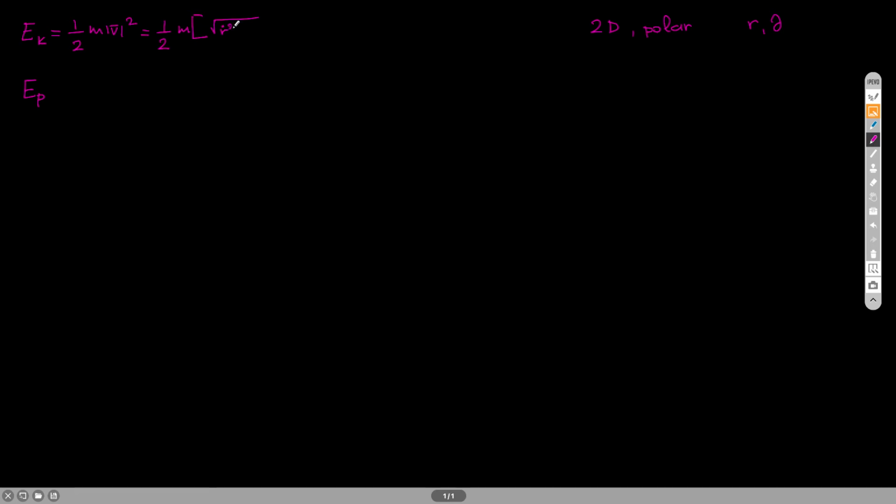In this case, I'm using polar coordinates, and the speed is the square root of r dot squared plus r squared theta dot squared. Because I have the speed squared, the square root goes away, and with the 1/2 I have 1/2 the mass times r dot squared plus r squared theta dot squared. Okay, that's my kinetic energy.